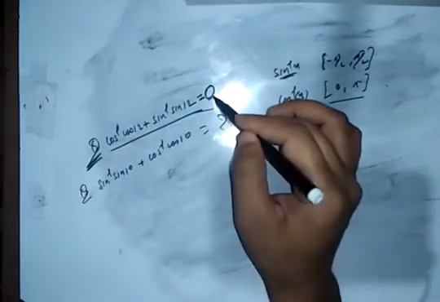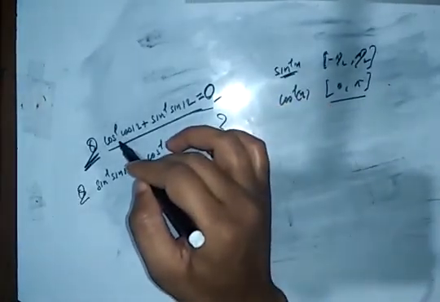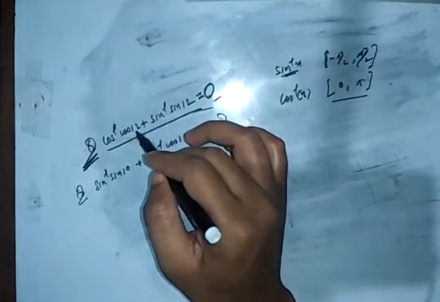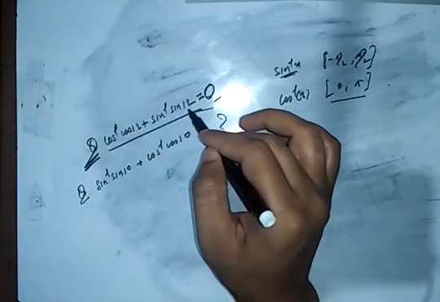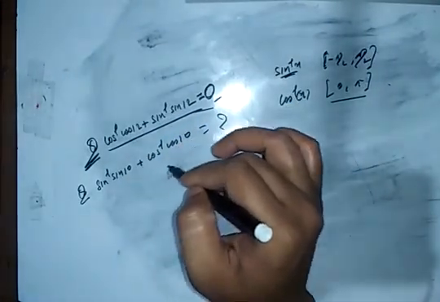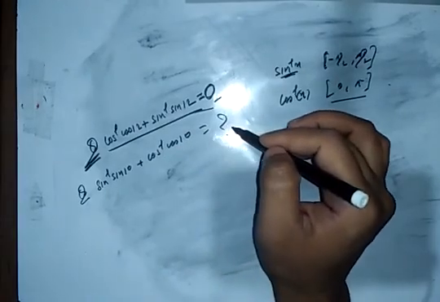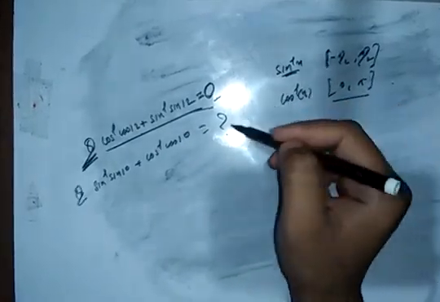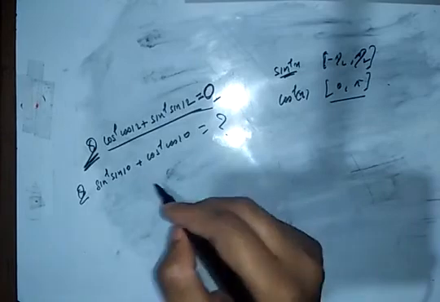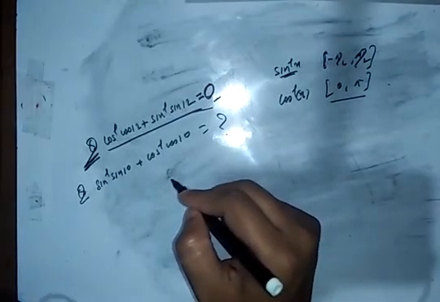What is the value? I will tell you. The answer for cos inverse cos 12 plus sin inverse sin 12 is 0, and sin inverse of sin 10 plus cos inverse of cos 10 is equal to what? You have to find it, and if you find it, then write in the comment box. Okay.